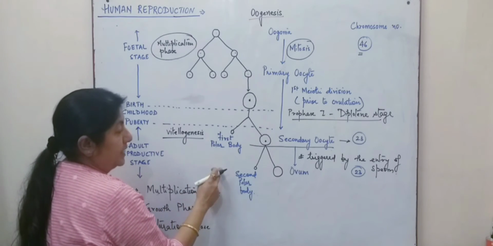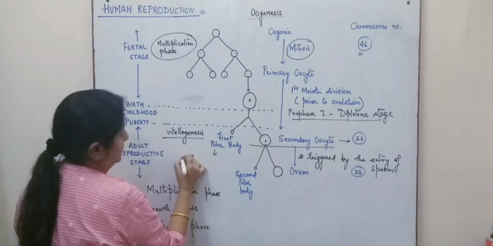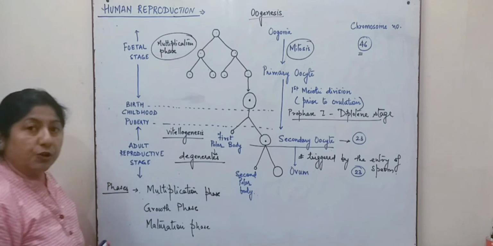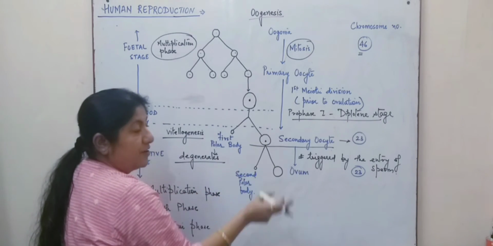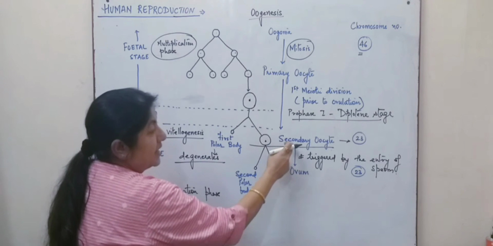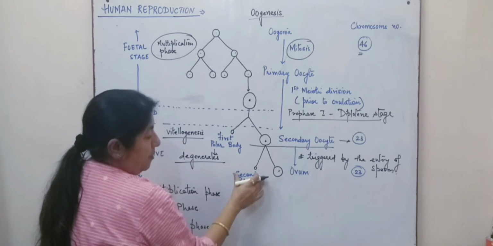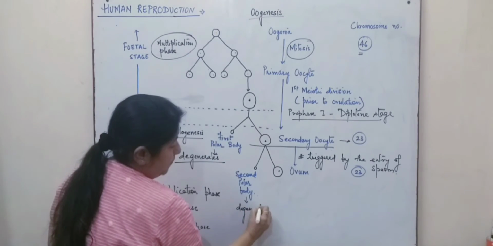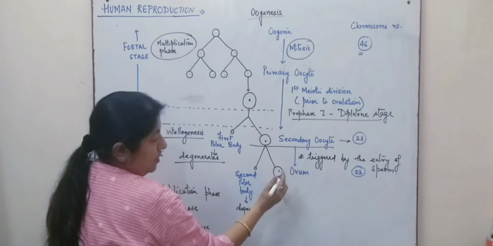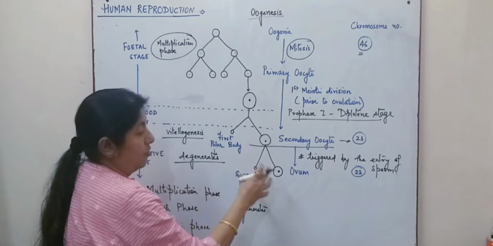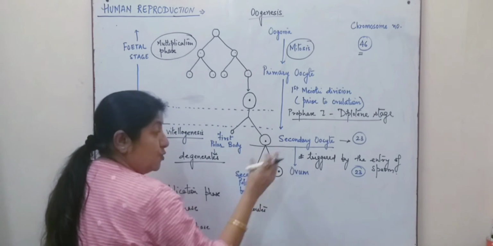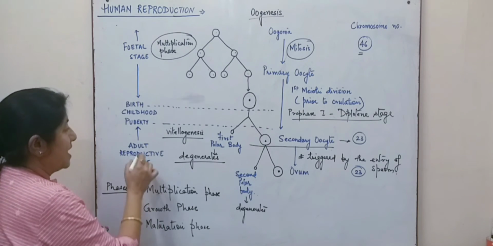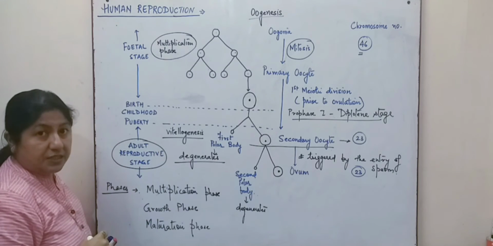The first polar body degenerates, and the secondary oocyte, on the entry of the sperm, develops again unequally, forming the second polar body, which also degenerates. Whereas the ovum, which now has most of the cytoplasm, will fuse with the sperm to bring about syngamy or fertilization. This happens during the adult reproductive stage.